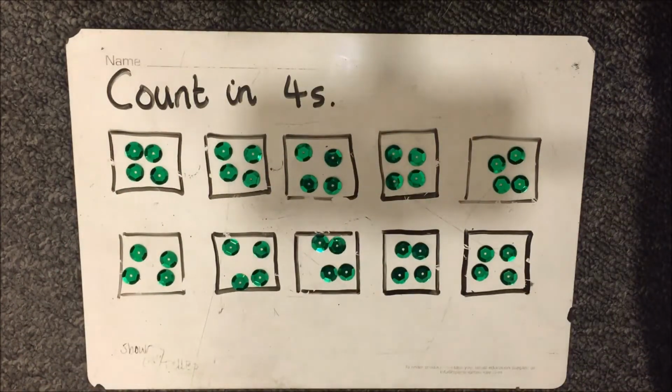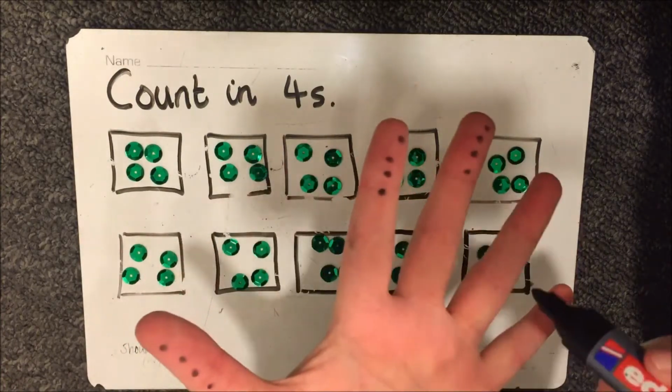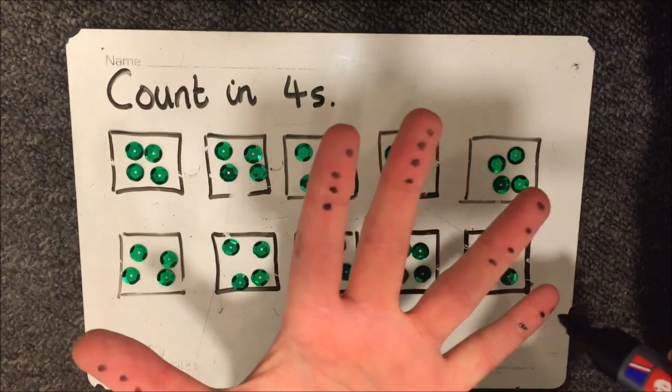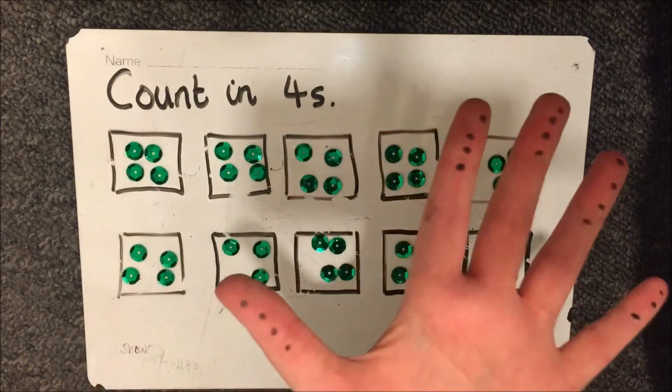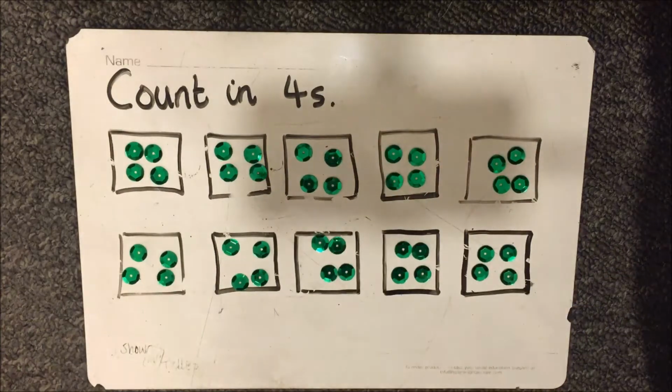What about 5 groups of 4? How many fingers are you holding up? 1, 2, 3, 4, 5 groups. 5 fingers, 4 in each. What's the answer? Let's do it together. 4, 8, 12, 16, 20. Good job. Last one, 9 groups of 4.